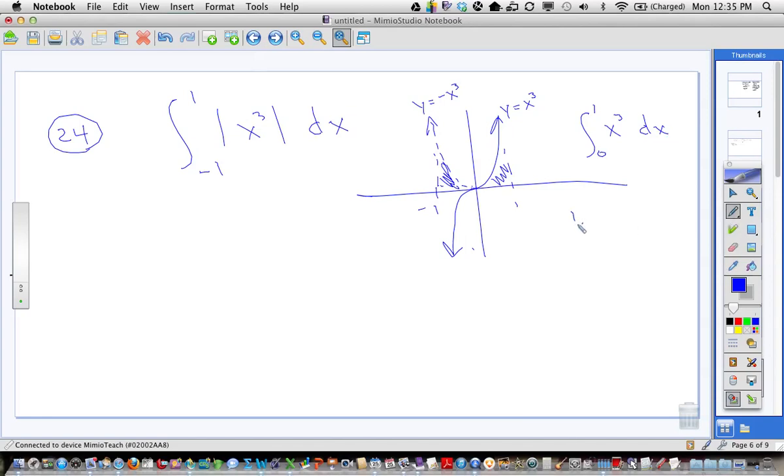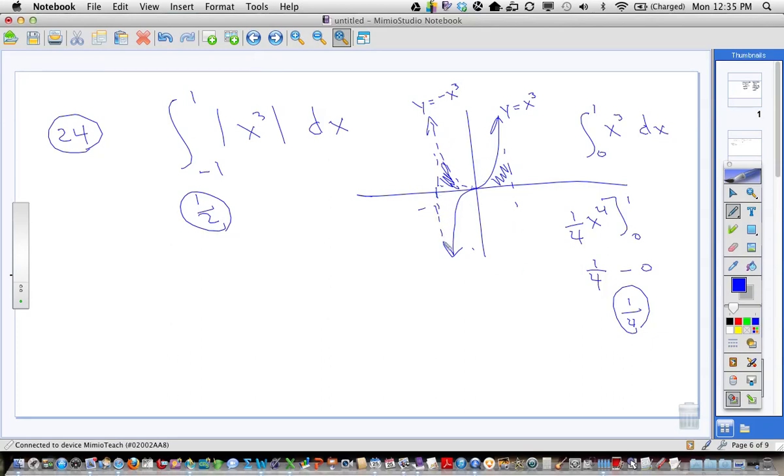So I'd have 1/4 x to the 4th, my antiderivative, 0 to 1. Right? Plug in a 1, I get 1/4. Plug in a 0, I get 0. And there it is, 1/4. Now I double that, so my answer would be 1/2. Right? Double.